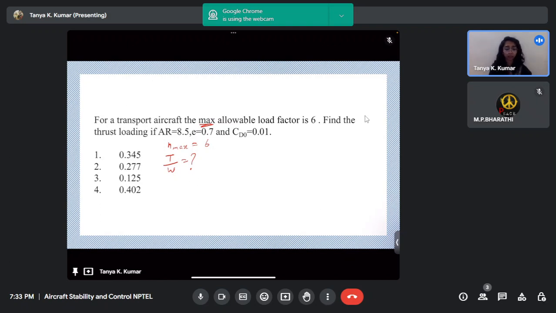Just take a couple of minutes, think about it. Think about what load factor is, what is the formula, and try equating it using the things that are given to you in the question. And keep in mind that it's the maximum load factor that is given to you.